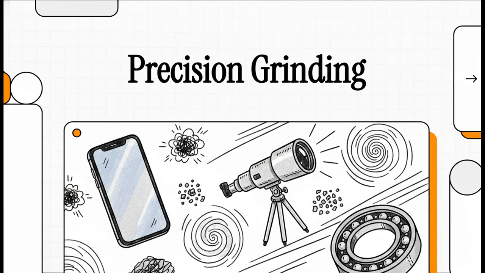Welcome to this explainer. Today, we are diving into a world where absolute microscopic violence creates perfect macroscopic precision. When you look at the incredibly smooth surface of a smartphone screen, the flawless mirror finish of a telescope lens, or the high-performance bearings humming inside a jet engine, you're actually looking at the results of a process that is, at its core, incredibly chaotic. We are talking about the hidden world of precision grinding.